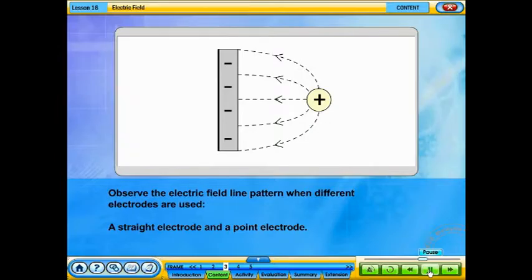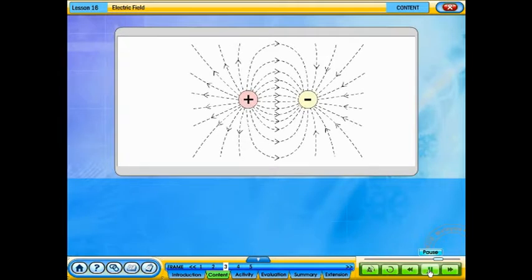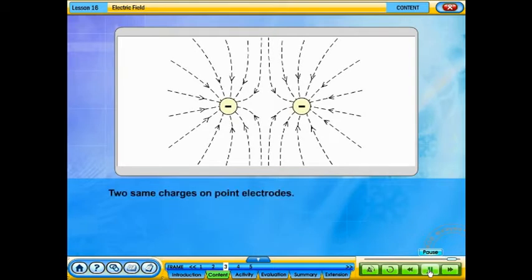Observe the electric field line pattern when different electrodes are used. A straight electrode and a point electrode. Two different charges on point electrodes. Two same charges on point electrodes.